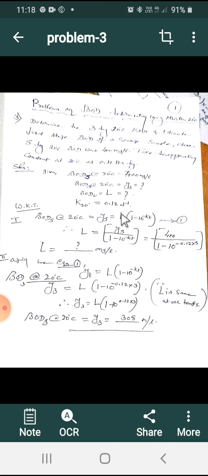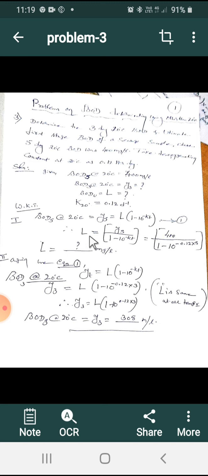For any temperature, the same equation you have to use. Here the K value we know, T value is equal to 5. Substitute all the values in the equation, you will get the L value. Please remember it. In BOD determination, these equations are the same. Only thing is temperature will change. Now observe, this L value you are going to consider every time.